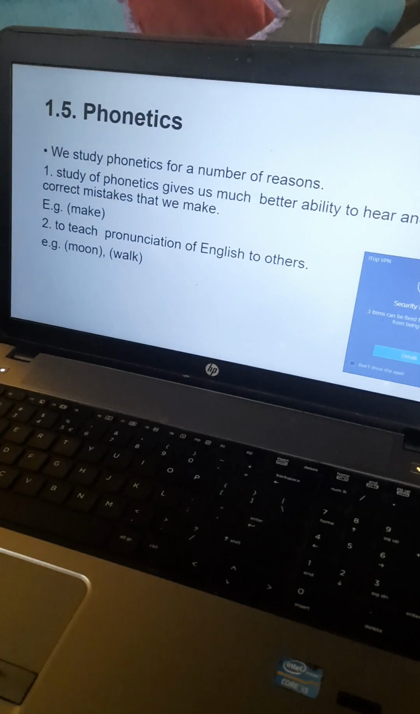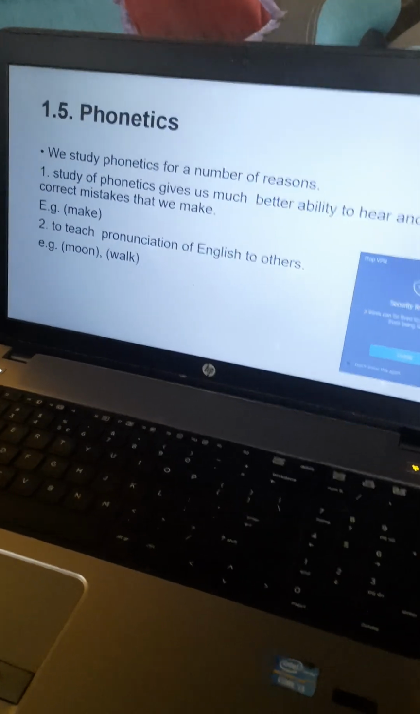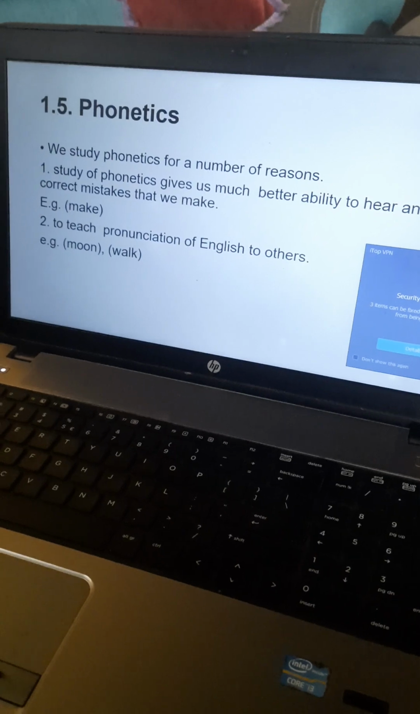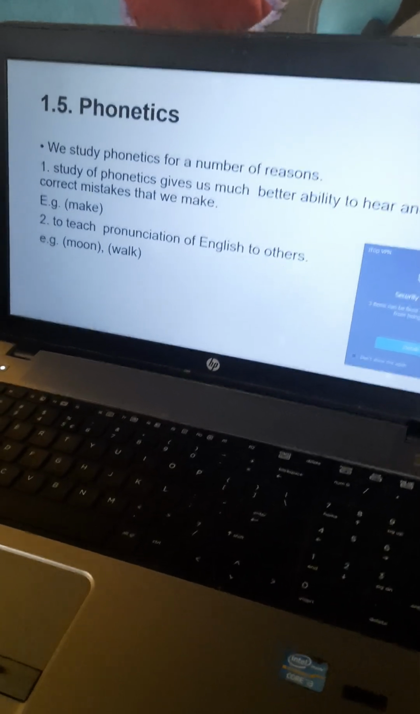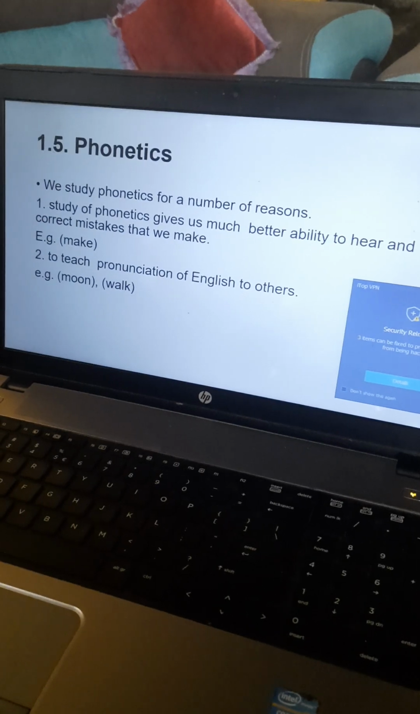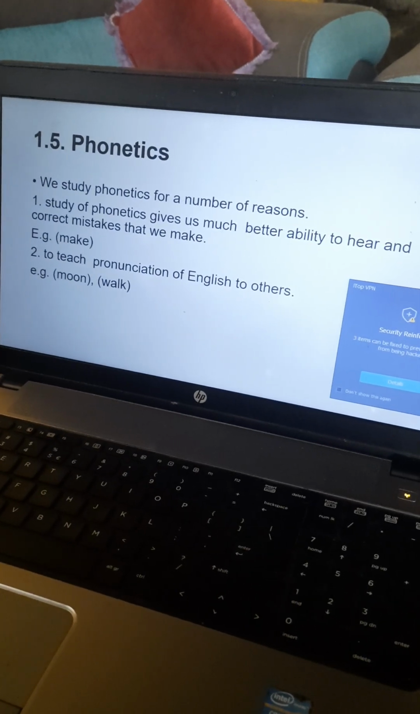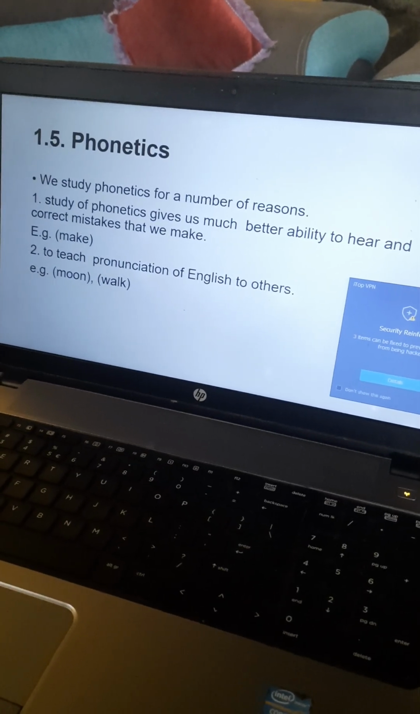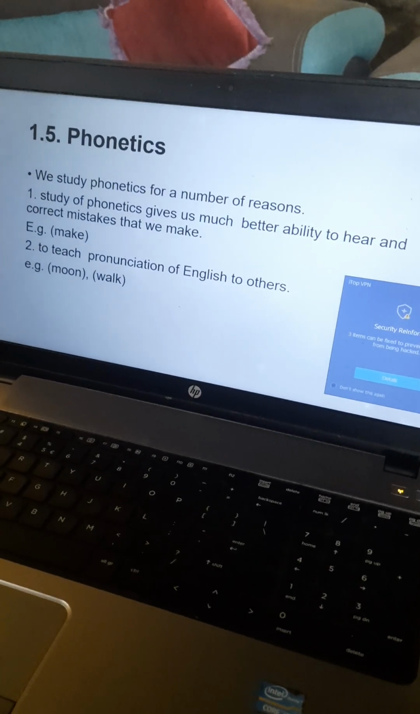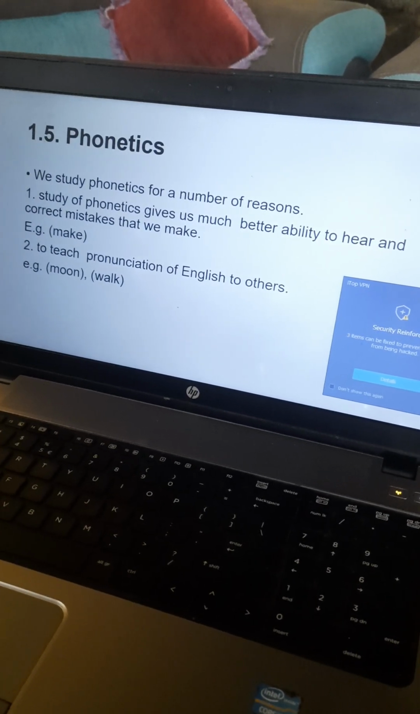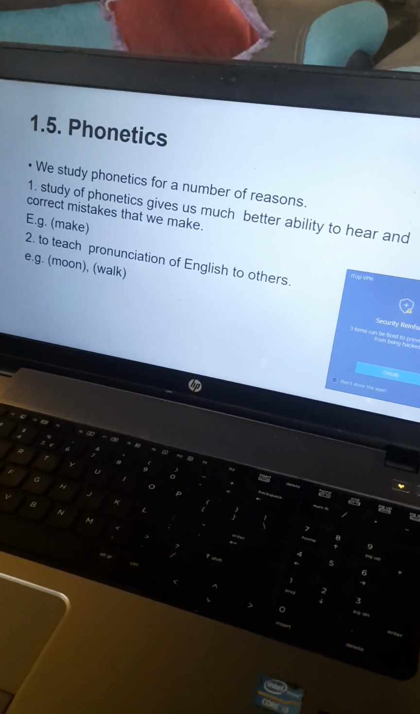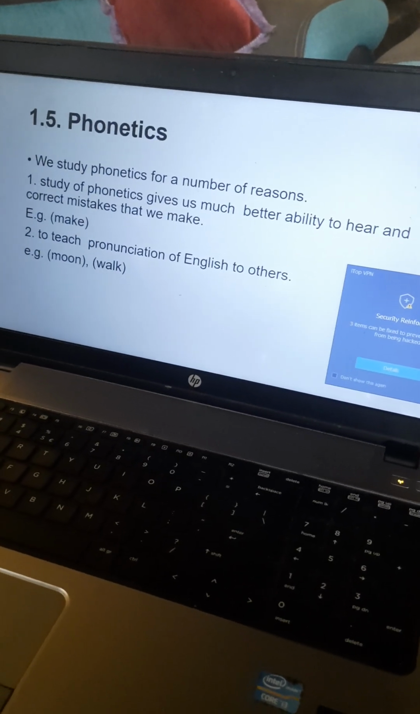You say "make". M sound. M has different sounds, for example, "ma" sound. Man. Mango. It has "ma" sound. Here, look, "mi" sound also it has. Milk. "Mu" sound also it has. Moon. Make. And there are others.